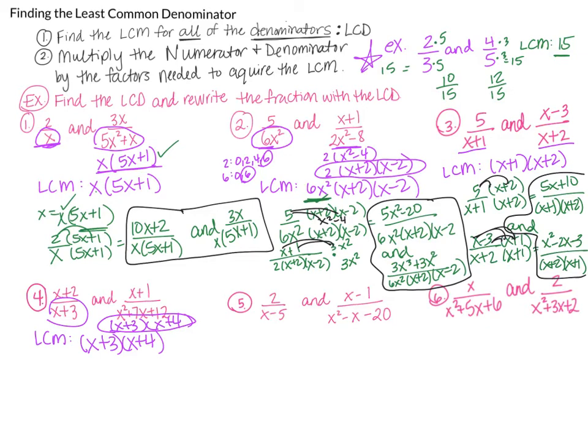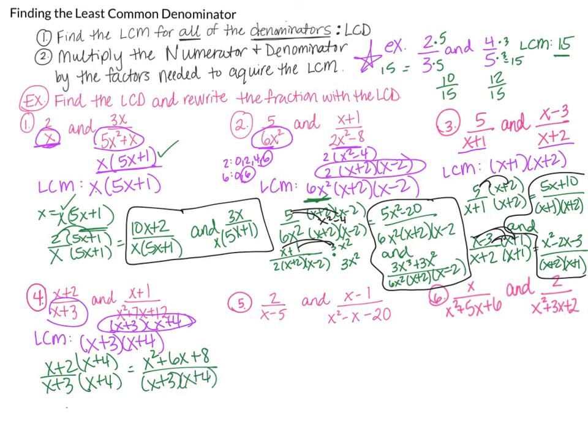All right, so let's fix our fractions now. My first fraction said x plus 2 over x plus 3. It's going to need an x plus 4 to become that common denominator. So multiplying that out here, I'm going to get x squared plus 6x plus 8 over that x plus 3 times x plus 4.